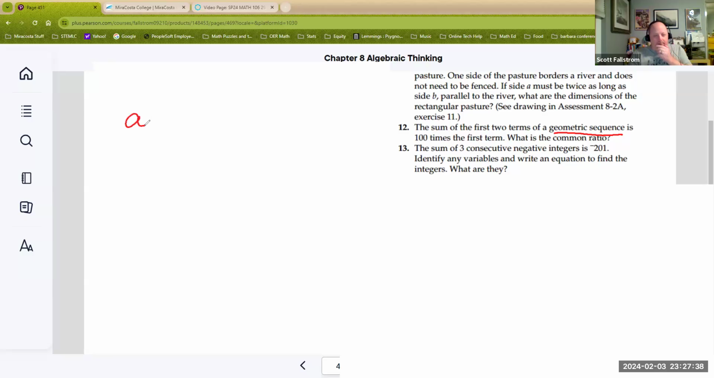A. Perfect. What's the next term in a geometric sequence? Remember, geometric, we multiply by a common ratio. So you could say A times R. Done. Love it. Okay, let's see what else it says. It says the sum of the first two terms. Got it. Then it says is. Okay. Is referring to that equality, right? Is 100 times the first term. Well, remember, this was our first term.